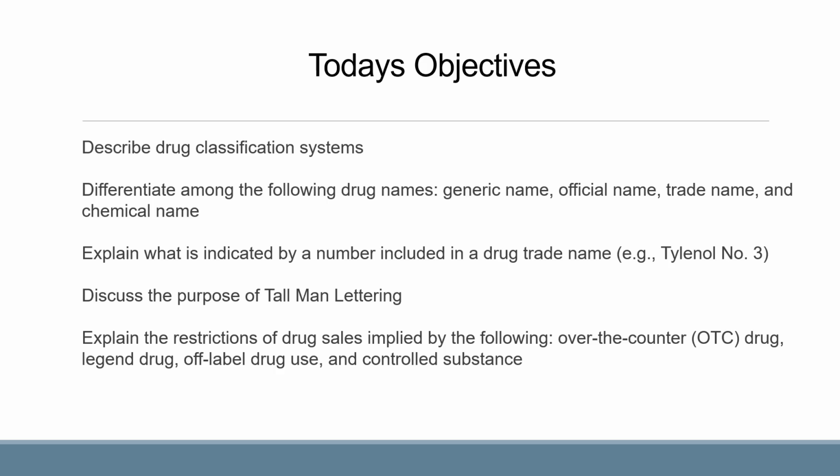Good morning. So the objectives for this lecture: being able to describe drug classification systems, and differentiate among the following drug names. What is a generic name, an official name, a trade name, or a chemical name? Explain what is indicated by a number included in a drug name, like Tylenol number 3. Discuss the purpose of tall man lettering, and explain the restrictions of drug sales implied by the following: over-the-counter drugs, legend drugs, which are prescription drugs, off-label drug use, and controlled substances.